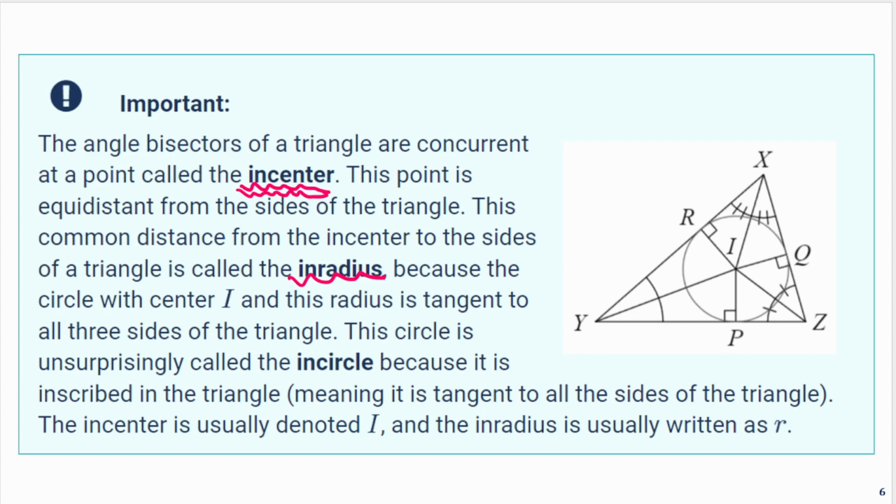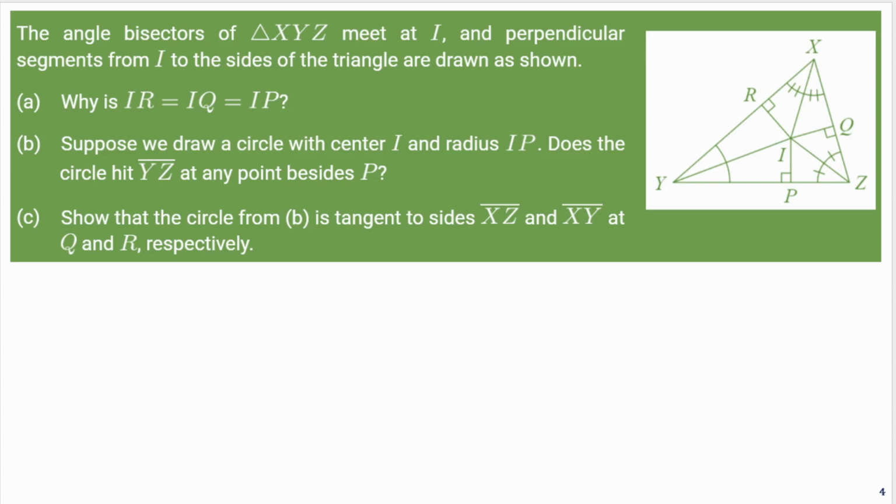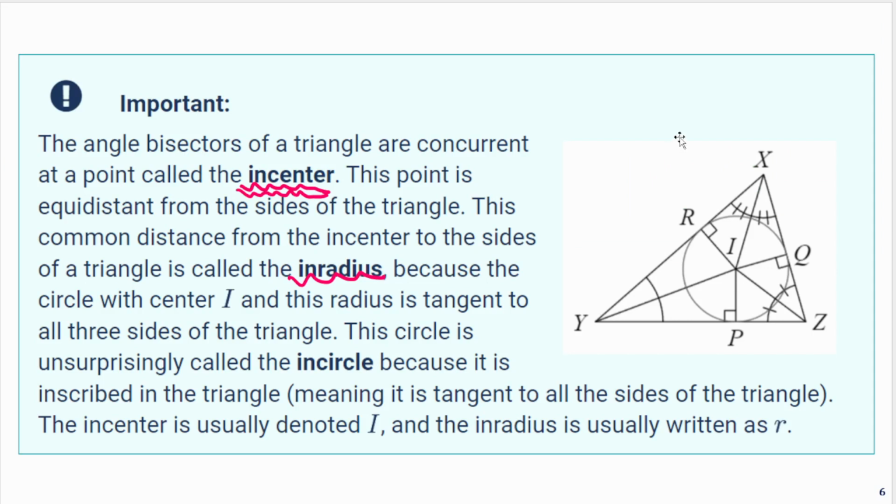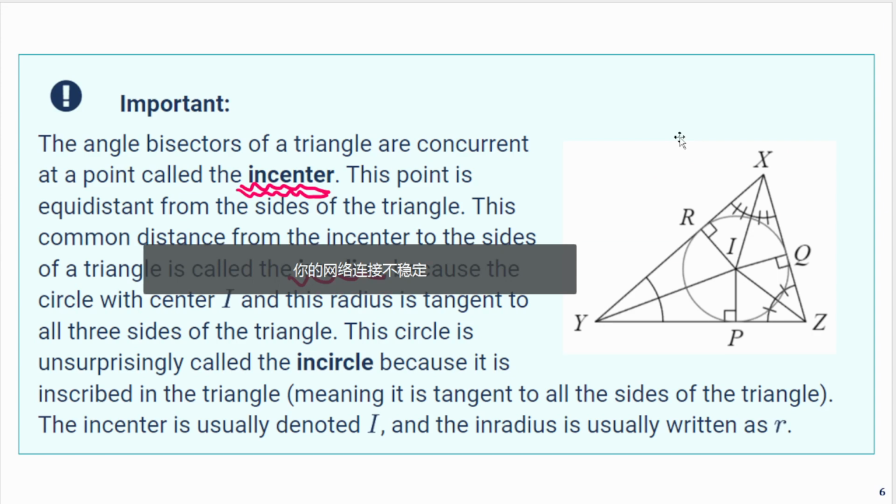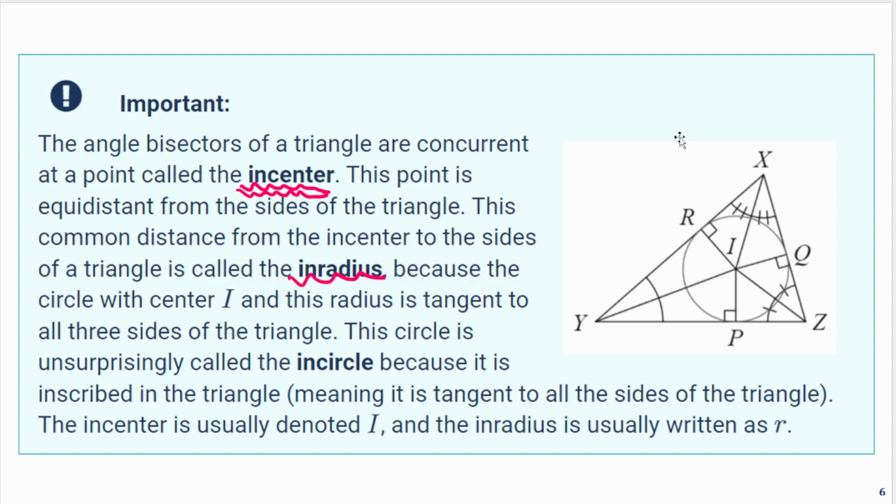Actually, we can prove this in this question here. So this is why I asked you to look at this question, to see if you can prove that by yourself. This circle is unsurprisingly called the incircle because it's inscribed in the triangle, meaning it's tangent to all three sides of the triangle. The incenter is usually denoted I, and the inradius is usually written as r.